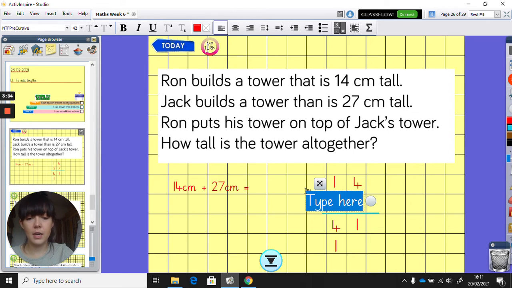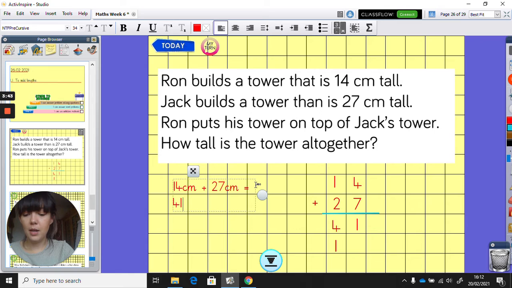Oh, I've forgotten to put my add sign in. I need to put that in so that I remember. 14, add 27, and I've got the answer 41. So therefore, the tower is 41 centimetres altogether. So that is our answer. We need to remember to pop centimetres at the end because then the person who's marking it might think, oh, is that millimetres, is that centimetres, is that metres? So you need to make sure you're using the correct measurement.